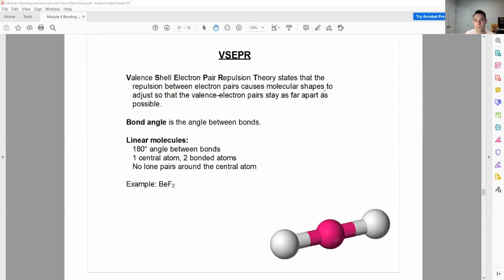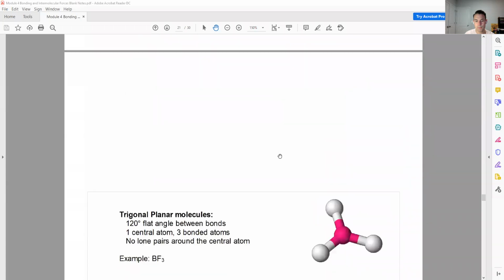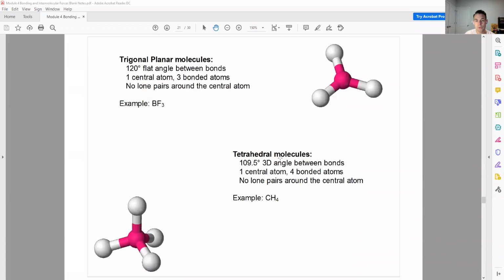Okay, so let's go to the next shape. I'm going to do a couple more slower, but then I'm going to kind of go through these pretty fast because there are a few of them that we're going to look at. The next one's trigonal planar molecule. It's 120 and it's flat.